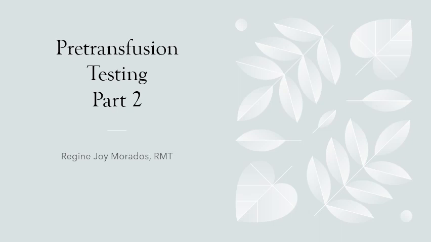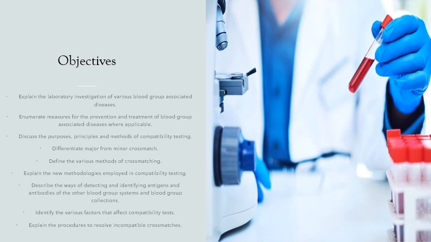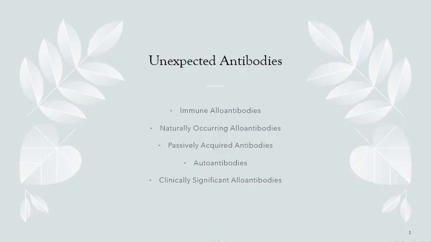Now, let us proceed to the part 2 of pre-transfusion testing. The objectives are the same with the pre-transfusion testing part 1. So let me skip this slide. The focus of antibody detection methods is on irregular or unexpected antibodies.